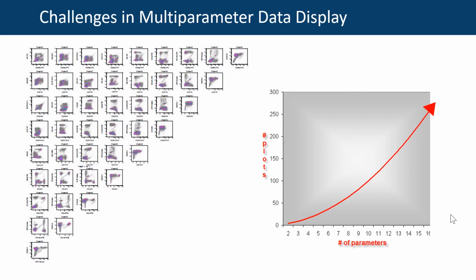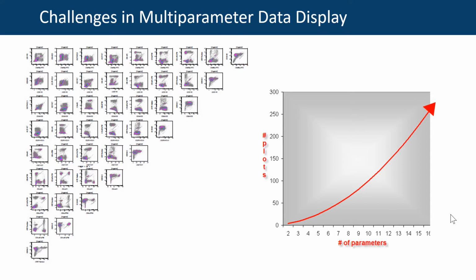So the figure on the right is showing us that as the number of parameters increases, we have to increase the number of plots exponentially, right? The figure on the right-hand side of the screen only goes up to 16 parameters, and we're already at something like 250 plots. So what happens if we want to take it to the next level and we want to run 20 parameter data? How about 30 parameter data?